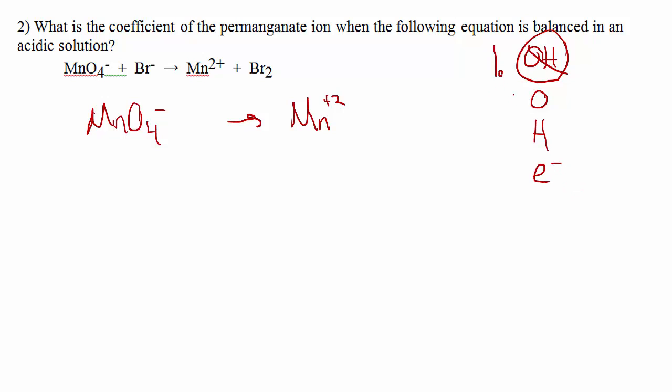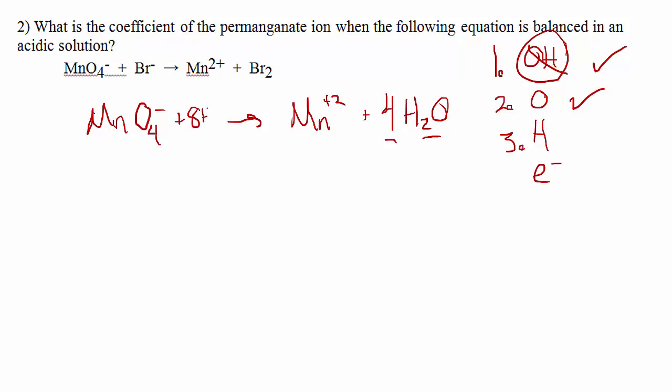First thing, balance anything that isn't oxygen or hydrogen, and everything that isn't oxygen or hydrogen is already balanced. So check. Second step, balance the oxygens by adding water. Well, I got 4 oxygens on this side, so I have to add 4 H2Os on this side. So now my oxygens are balanced. All right, check. Next step, balance the hydrogens by adding H pluses. Well, I got a total of 8 H's on the right, so I'm going to need 8 H pluses on the left. Balance my hydrogens.